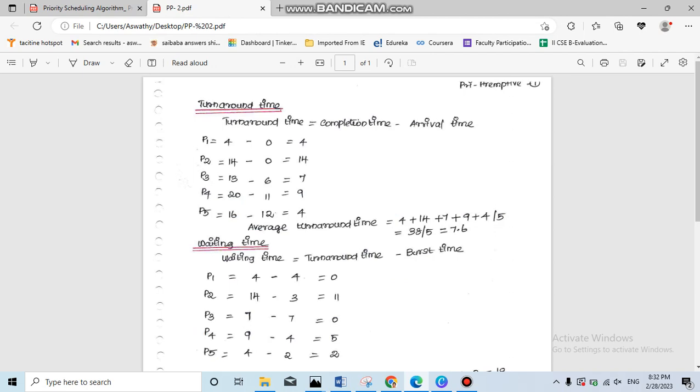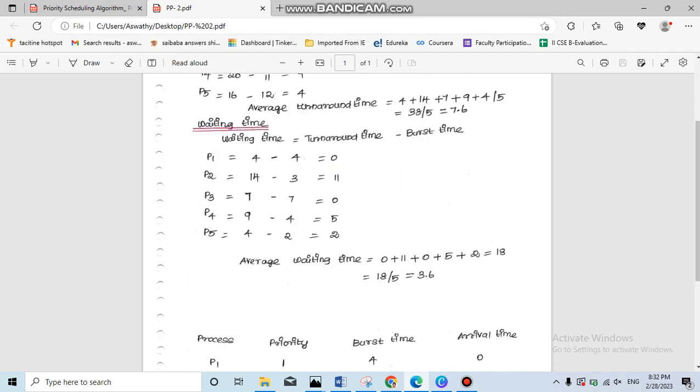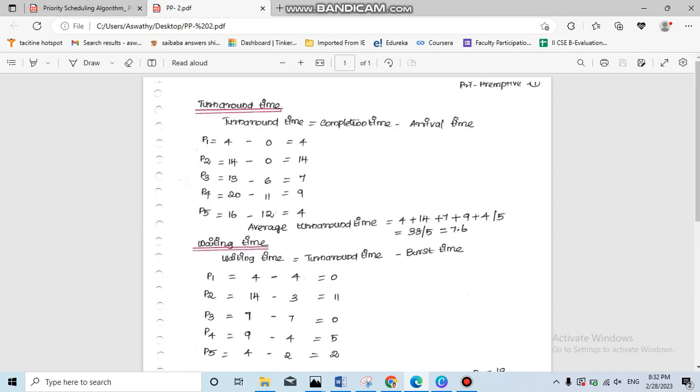Then we have to calculate the average turnaround time, that is, we sum up all these values and divide by 5. Next we calculate the waiting time of the processes. The waiting time is the turnaround time minus the burst time. Here we computed the turnaround time, so we take that value and subtract the execution time of each process. The execution time is otherwise called burst time. The execution time of P1 is 4, and the turnaround time of P1 is 4, so 4 minus 4 is 0.